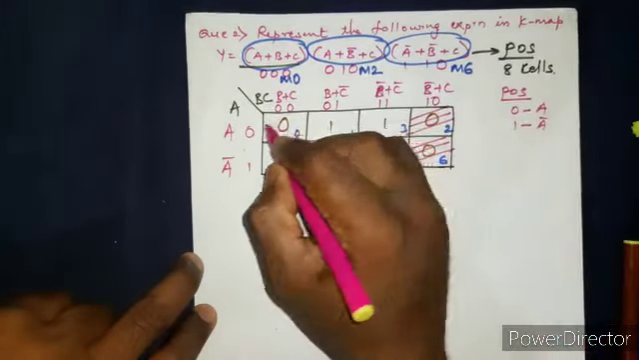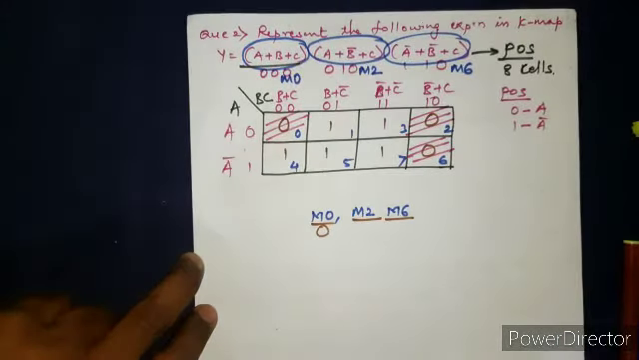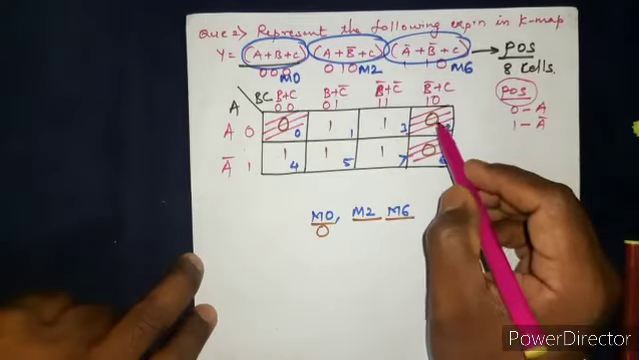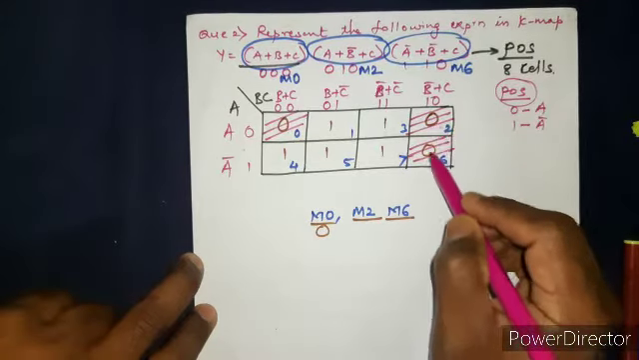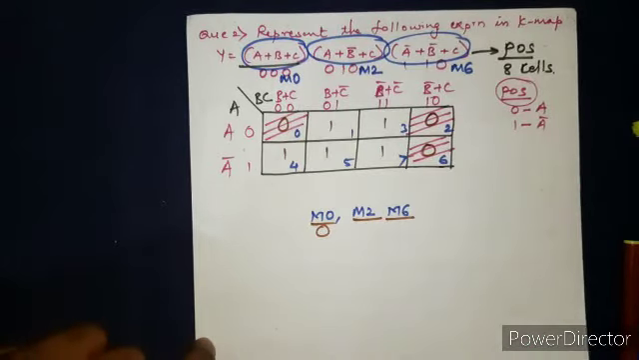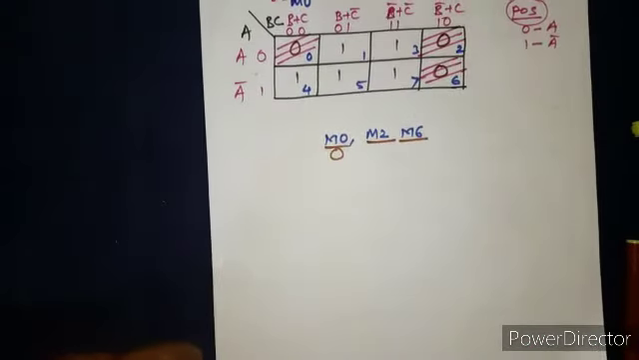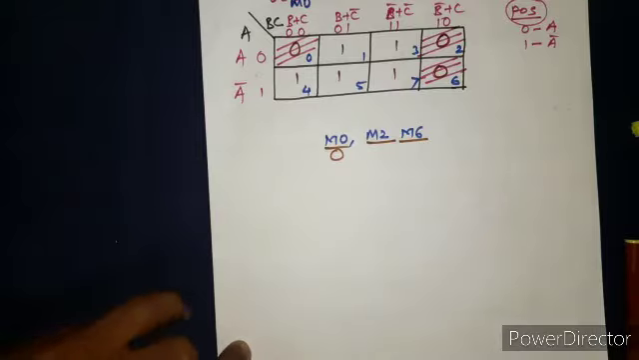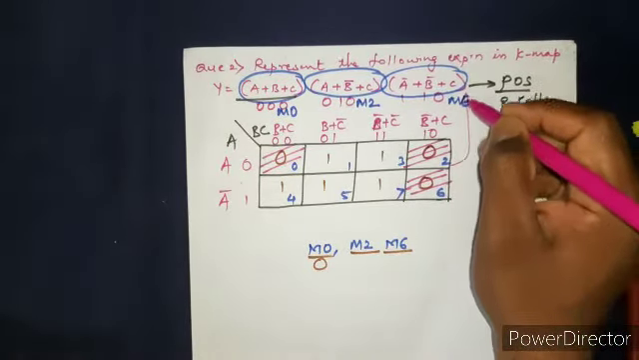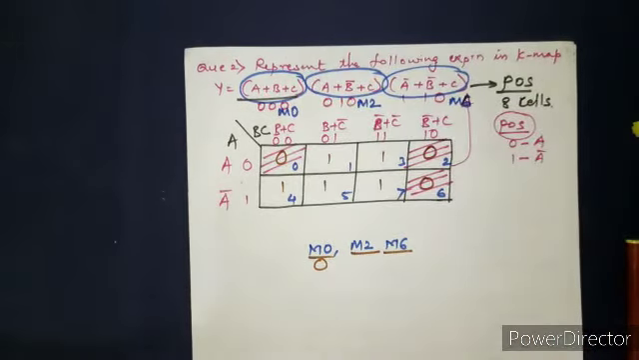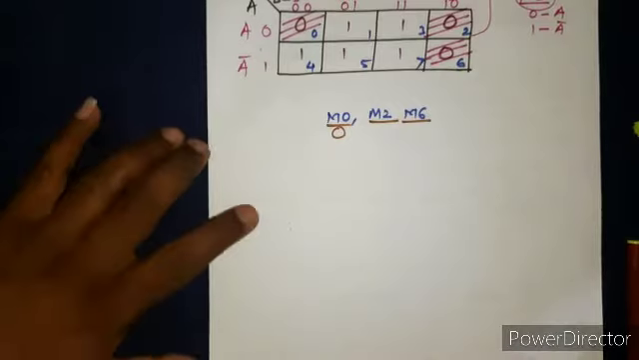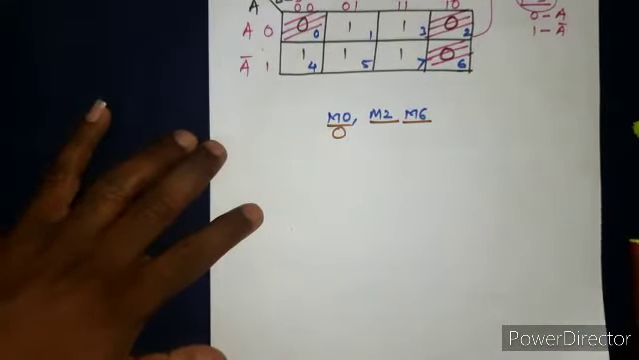Now the next step for simplification would be considering these cells. Since it is a POS equation, we need to consider those cells having entry 0. Okay, now this is mapping the K-map from the given logical expression. We can even map the K-map from the truth table.